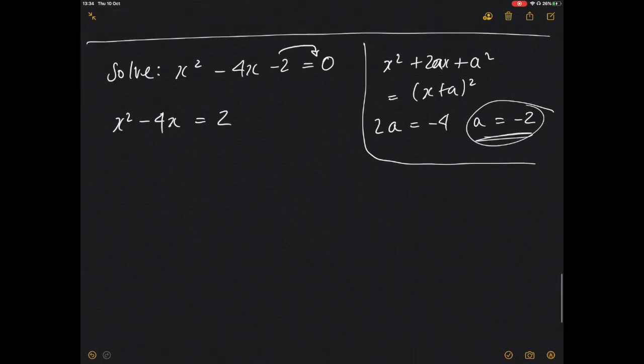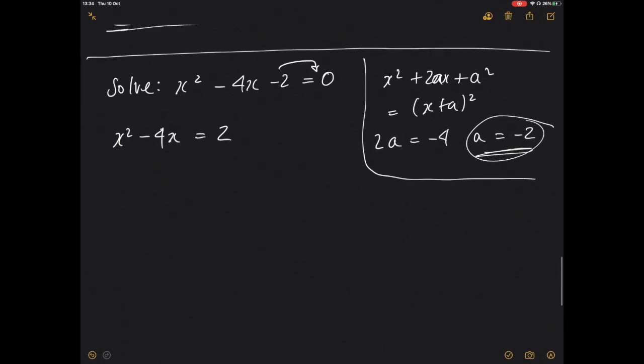Okay. And now we can begin to get it into the same form. We could say that x squared minus 4x, and we now want to put in this -2, so that's plus -2 squared equals 2, which we've got from here. I'm going to say plus -2 squared.